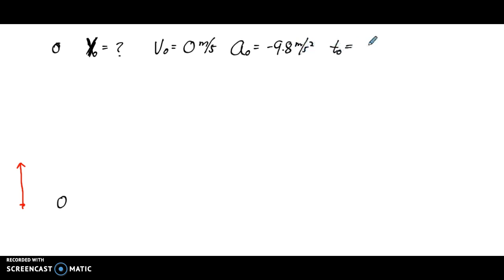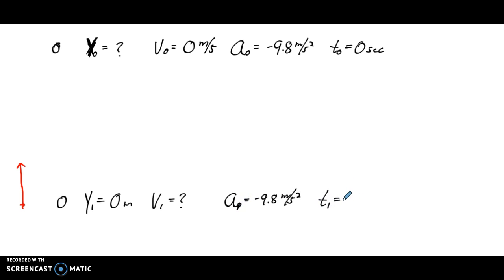My time is going to be 0 seconds from the top. At the bottom, y1, so my next point, or my displacement here, this is my origin, so this is going to be 0 meters. My velocity at the bottom, we don't know, we're going to solve for it. My acceleration is the same, it's still in free fall right before it hits the water, so negative 9.8 meters per second squared. And my time, oops, this should be 7 seconds.